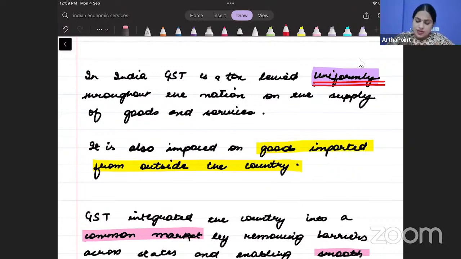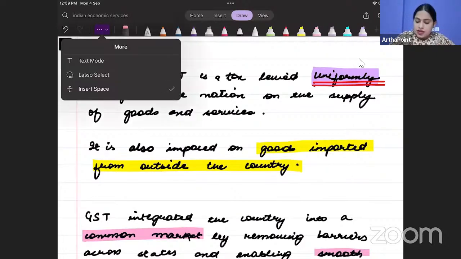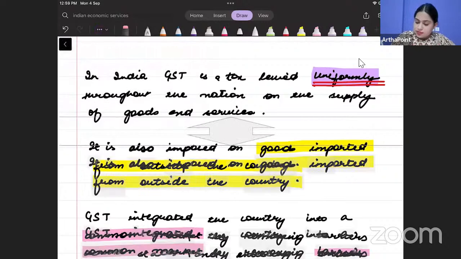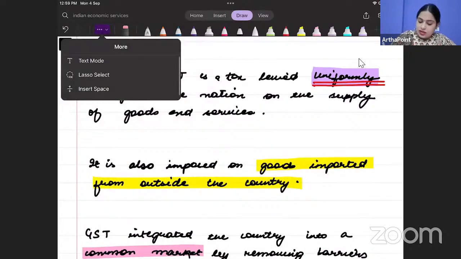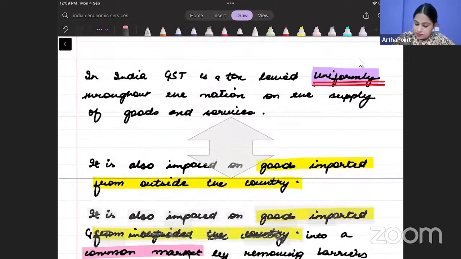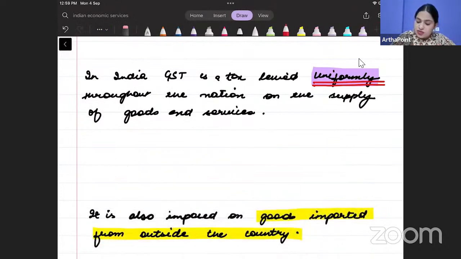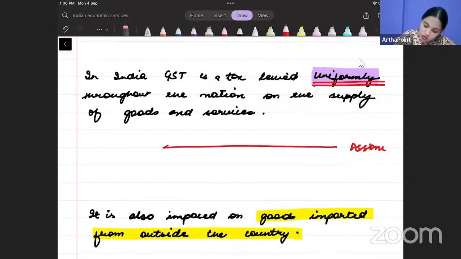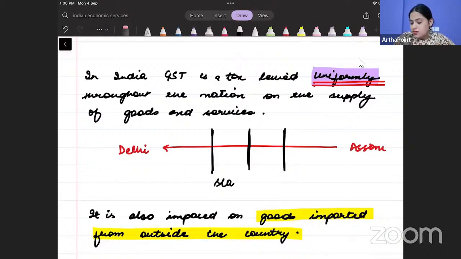But what used to happen is the following. Suppose I tell you that my product, it is manufactured in, say, Assam. And this has to reach all the way to Delhi. तो इसमें बहुत सारे स्टेट के बॉर्डर्स आएंगे. State borders.